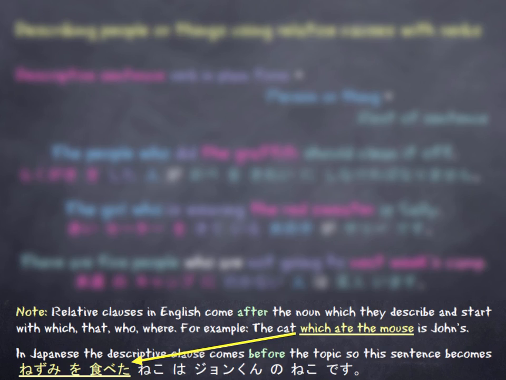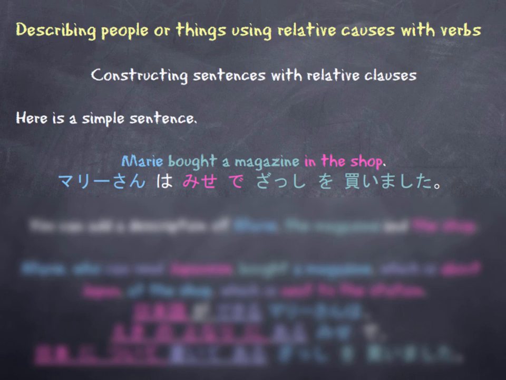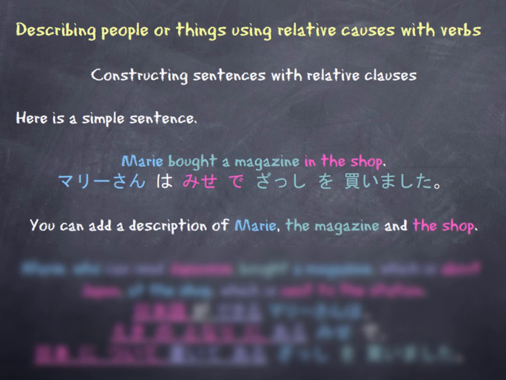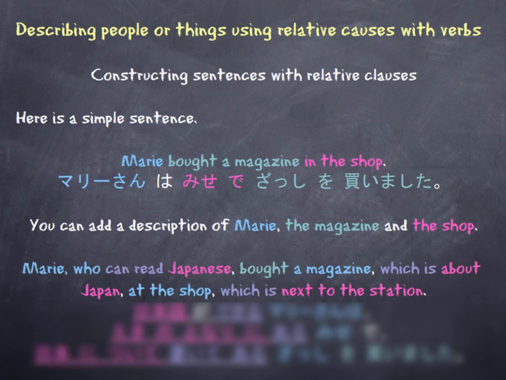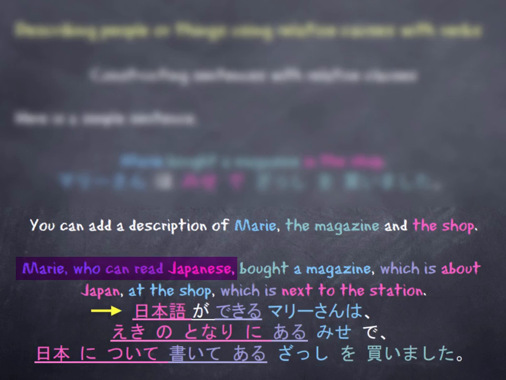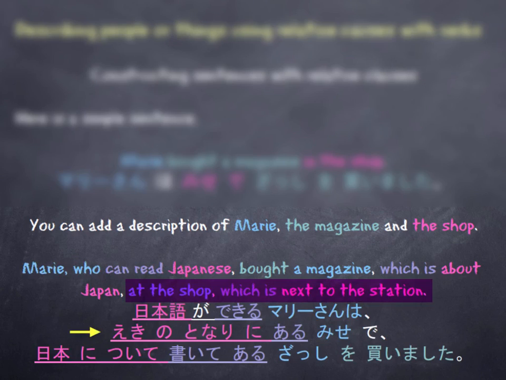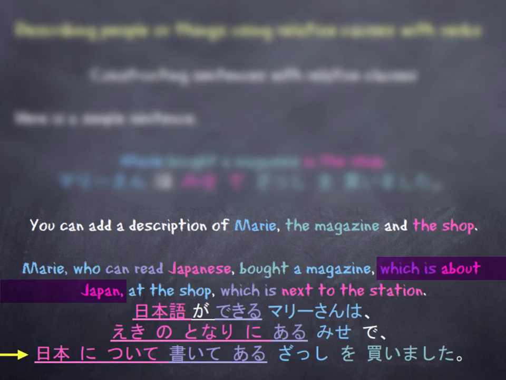ジョン君の猫です. On our second slide, we're going to be looking at how to construct sentences with relative clauses. So here's a simple sentence. Marie bought a magazine in the shop. マリーさんは店で雑誌を買いました. Now you can add a description of Marie, the magazine, and the shop. For example, Marie, who can read Japanese, bought a magazine which is about Japan at the shop which is next to the station. 日本語ができるマリーさんは駅の隣にある店で日本について書いてある雑誌を買いました. So let's break this down.